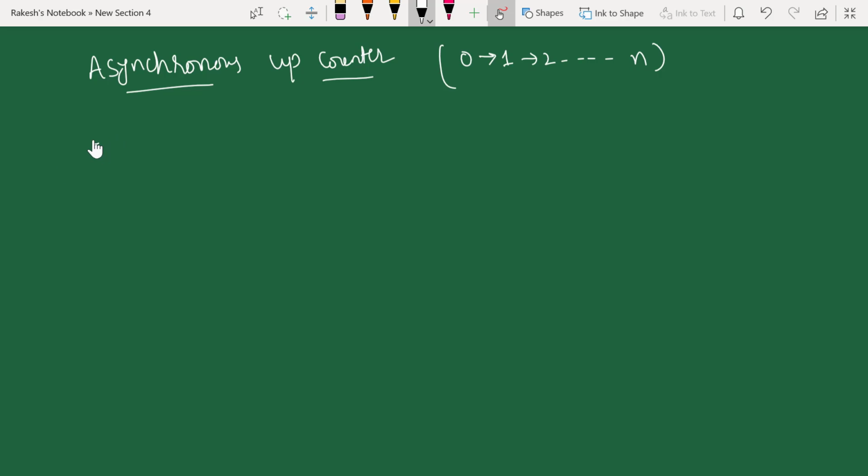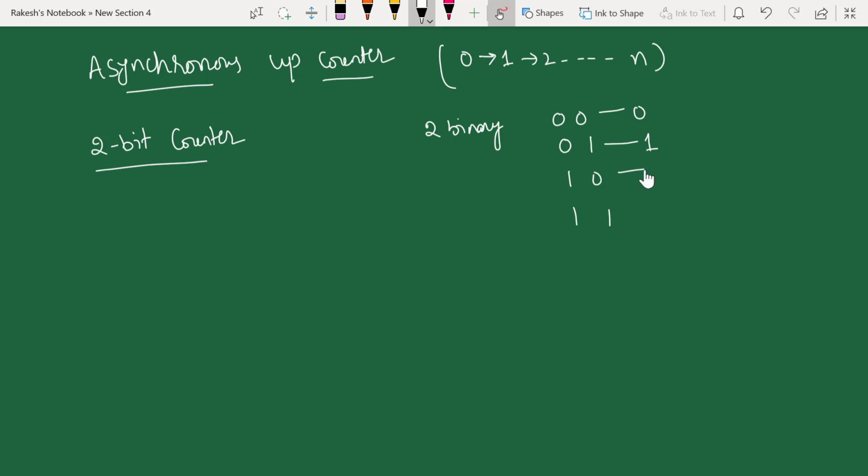First we'll start with the 2-bit counter. So please remember, a 2-bit counter is nothing but you are going to have two binary bits. Two binary bits can take 00, 01, 10, 11. This will be equivalent to the 0 pulse, first pulse, second pulse and third pulse. It is nothing like counting in decimal, like 0, 1, 2, 3. So now we are going to design a circuit which is going to count in this sequence.